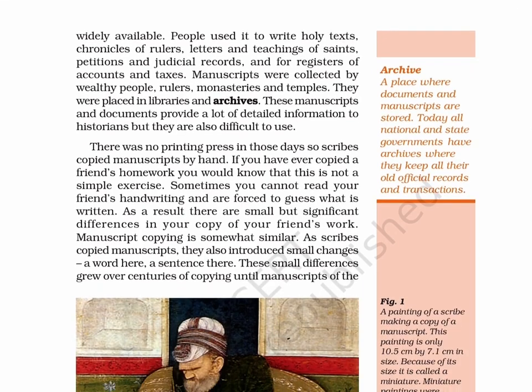Page 5. People used it to write holy texts, chronicles of rulers, letters and teachings of saints, petitions and judicial records, and for registers of accounts and taxes. Manuscripts were collected by wealthy people, rulers, monasteries, and temples. They were placed in libraries and archives. These manuscripts and documents provide a lot of detailed information to historians, but they are also difficult to use.